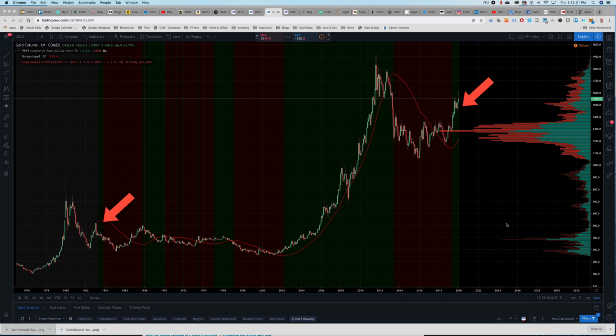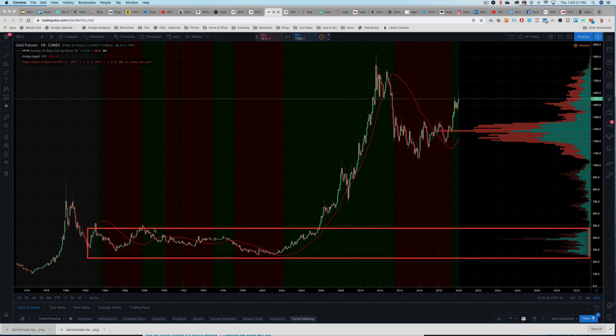The other thing that we notice here is the volume profile, the amount of volume and where that ended up. That ended up right here along this, where we sort of settled in, where gold price tended to normalize. And we see the same thing here as well. All the volume seems to be centered around here.